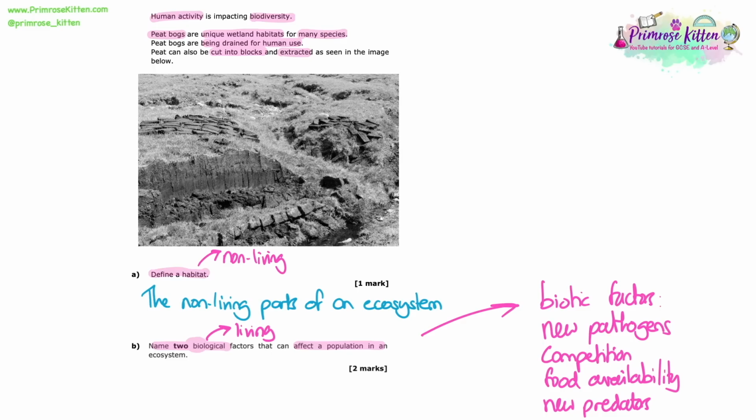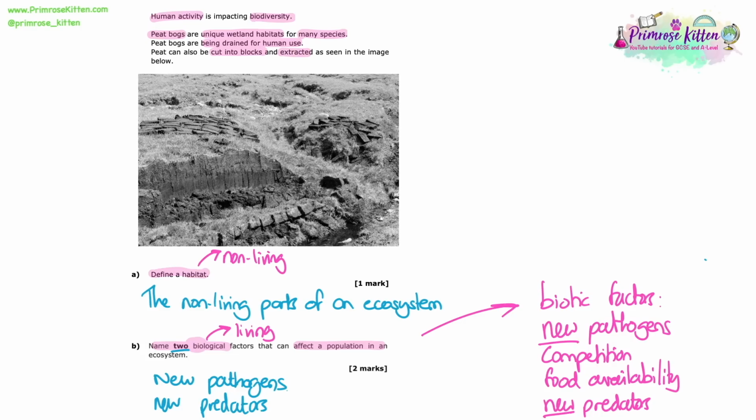Or you can have hunting from humans, which is included in that, so you can't have that as well as predators. But remember, I've got new in front of pathogens and I've got new in front of predators. The idea is that an ecosystem will have evolved along with a certain number of pathogens and the predators that are already there, and there'll be a balance to that ecosystem. If something changes, so a new pathogen arrives where organisms aren't resistant to it, or a new predator arrives which the prey species are not adapted to fight against or camouflage against or hide from, that can then drastically change the numbers of a population in an ecosystem.